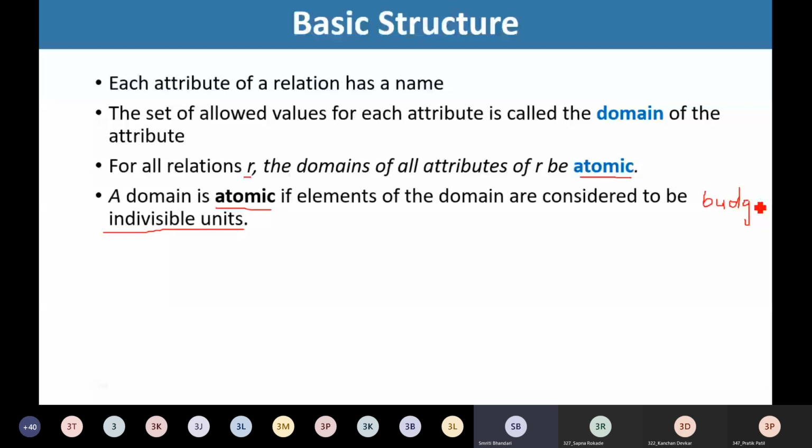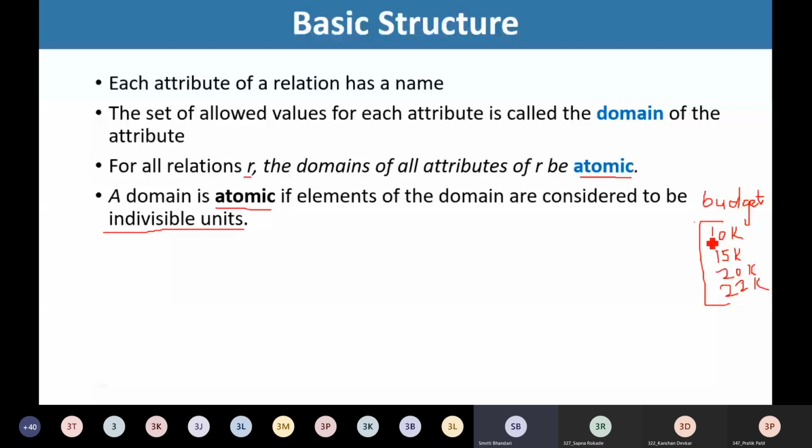I may have values like 10,000, 15,000, 20,000, 22,000, whatever, right? So all such values are included in this domain budget. Now, I am saying that this domain of the attribute budget is atomic. What do I mean by atomic domain?